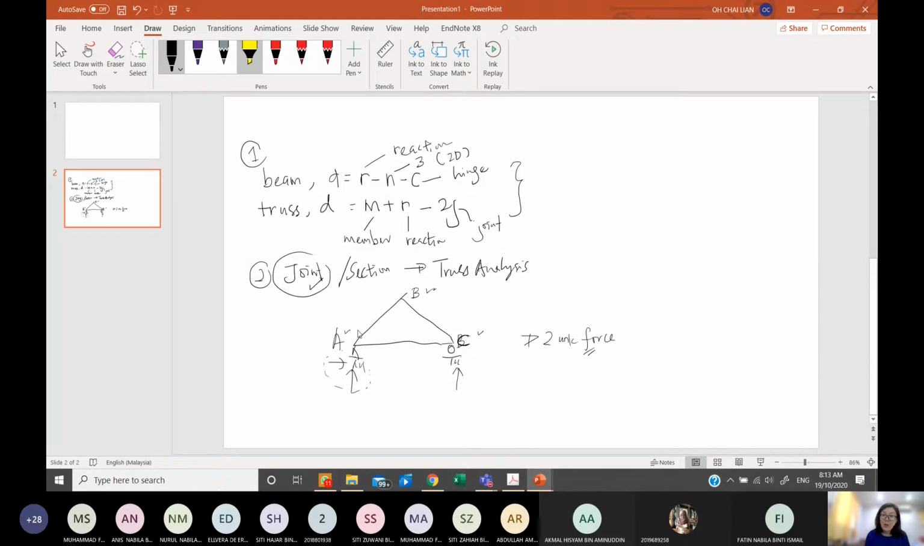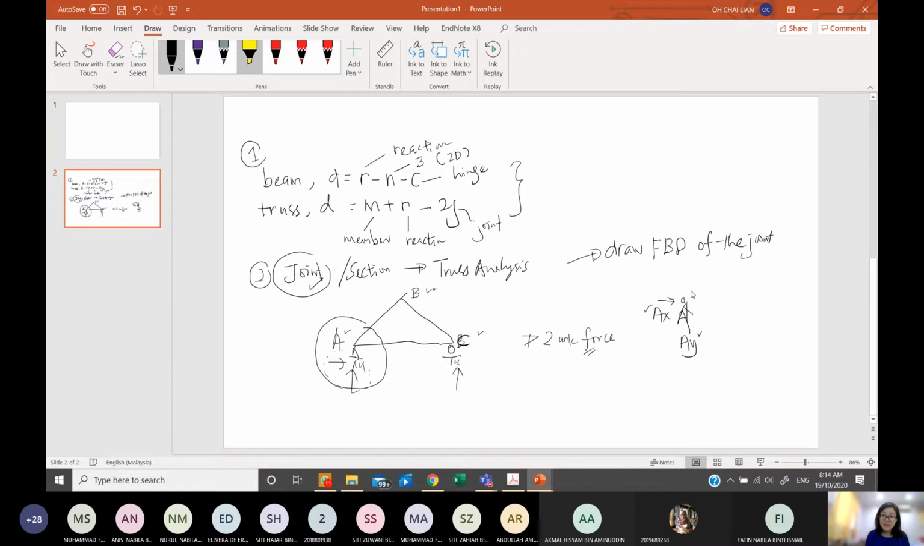Once you have identified the joint to proceed with, you need to draw the free body diagram of the joint. Since we are using the joint method, you need to draw everything. Let's say you pick A. You need to draw all the forces at A. For example, you have the support reactions AY and AX. If they are already solved, you put in the correct arrow.